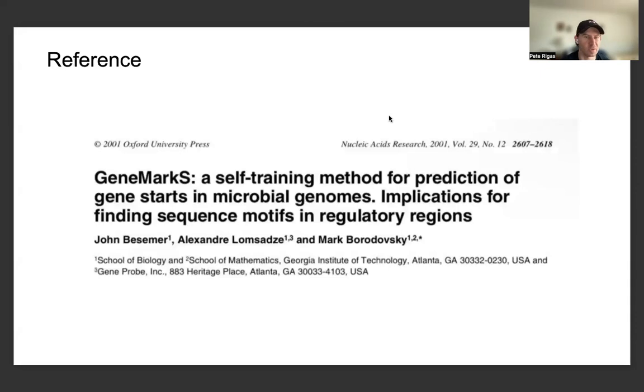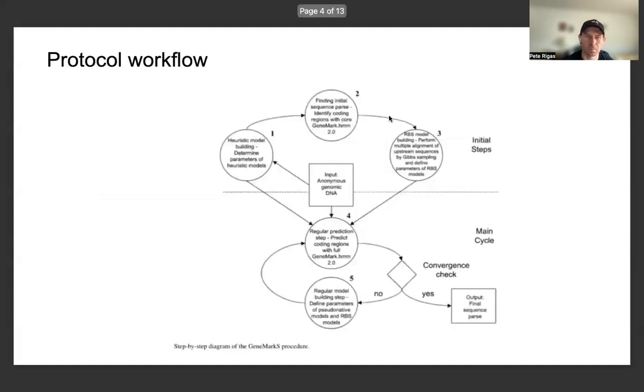So this is first a reference from 2001 from people at Georgia Tech, in which they describe GeneMarkS, which is a self-training, unsupervised method for predicting gene starts in microbial genomes. And there are also other implications that they list for being able to detect and predict different types of motifs or gene sequences in regulatory regions.